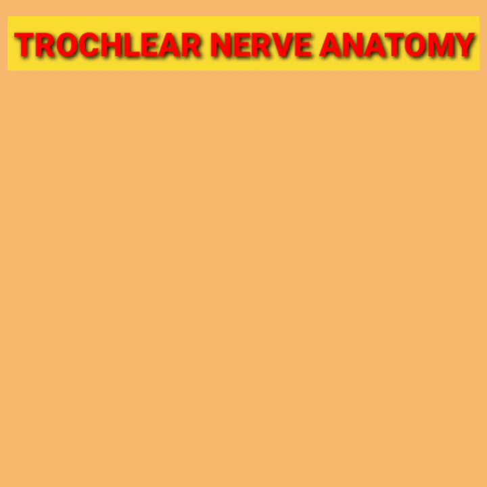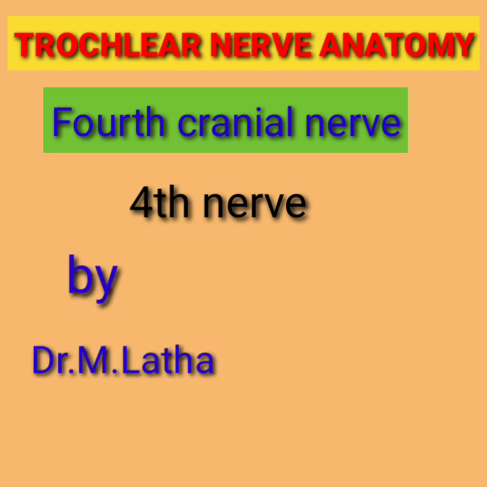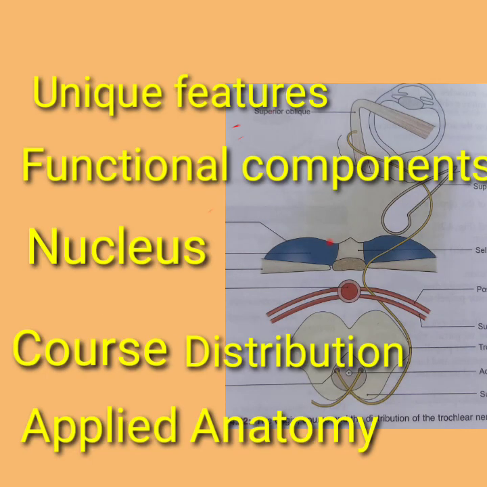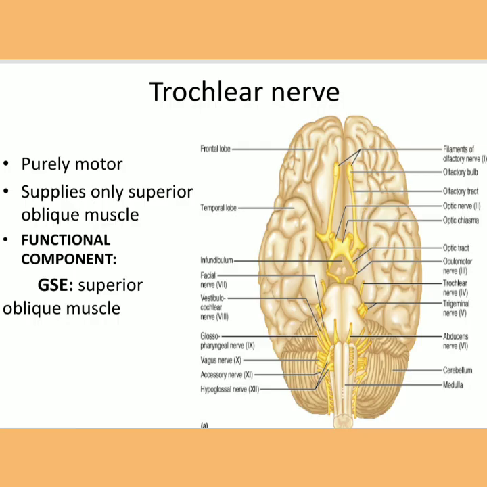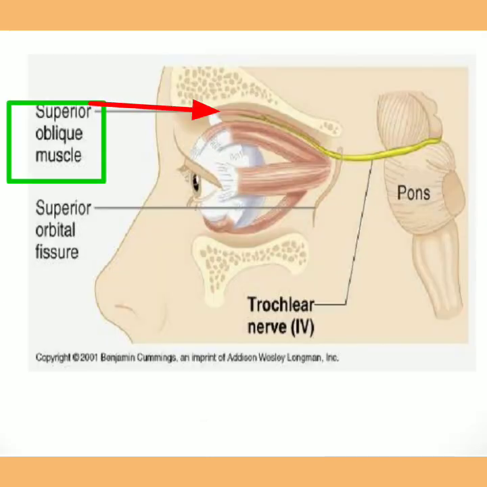Good morning everyone. Today's topic is the fourth cranial nerve, that is the trochlear nerve. Its unique features, functional components, nucleus, course and distribution, and applied anatomy are going to be discussed in this session. The trochlear nerve is purely motor and supplies only one muscle, the superior oblique muscle of the eyeball.